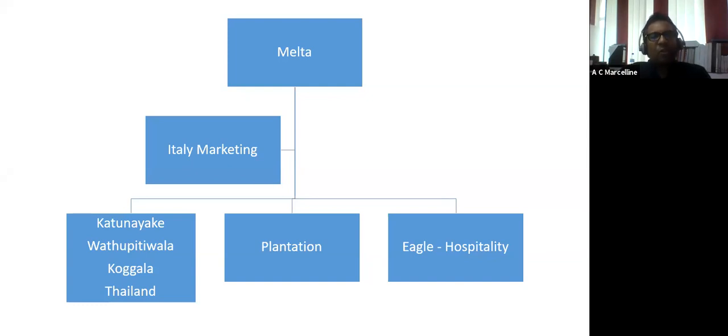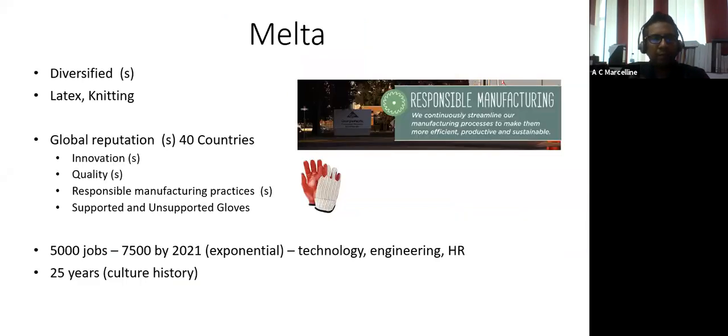Right. Okay. So when you look at Melta, as I said, they have an arm in Italy marketing, and also, as I said, in Katunayake, Watupitiwala, and Koggala, and Thailand, they have these manufacturing facilities. They have a plantation, and also they have hospitality. They have a nice hotel located in Kandy. So this is the general setup of this particular organization.